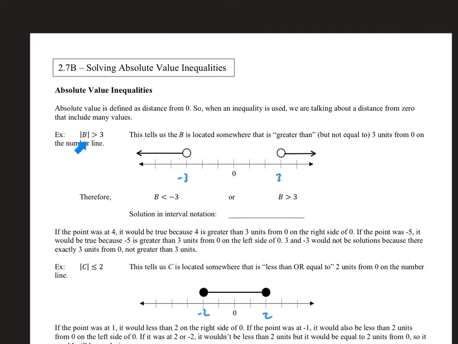So if I say the absolute value of b is greater than 3, it tells us b is somewhere greater than 3, but not equal. That's 3 units from 0, right? So as long as we're further than 3 units from 0, that's an answer. So all of those numbers that are past -3 and all of those numbers that are past positive 3. And so we would be less than -3, or we'd be greater than 3, because we can't be less than -3 and greater than 3 at the same time. That doesn't make sense. So how do we write that?